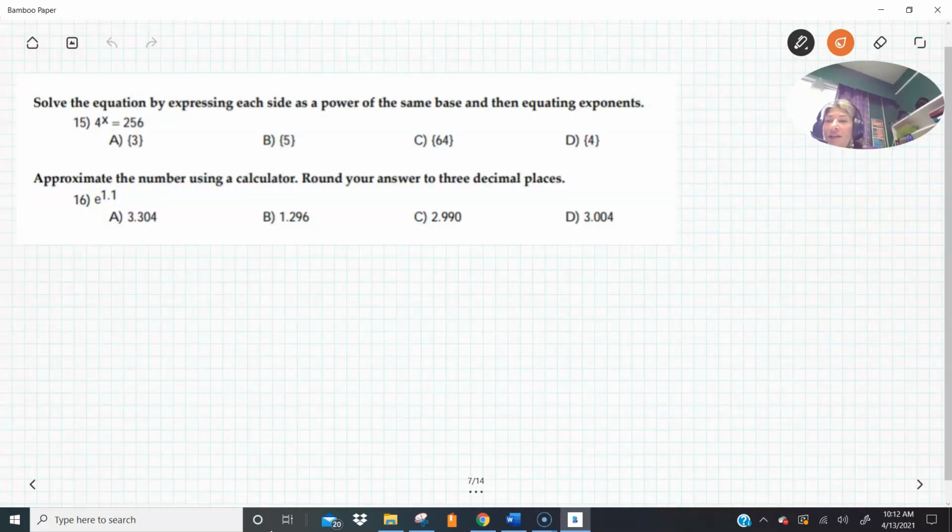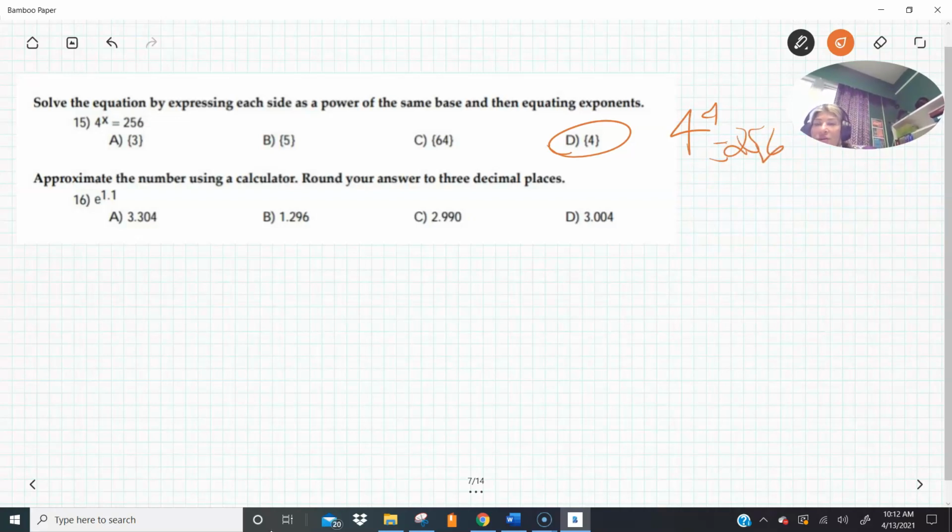Problem number 15 has us taking and writing these as the same power. You could multiply 4 numerous times to find out which one of those things are, or you could change them to powers of 6. It really doesn't matter. The best answer is, for 15, 4 to what power is 256? The best answer is 4. 4 to the 4th is 256.